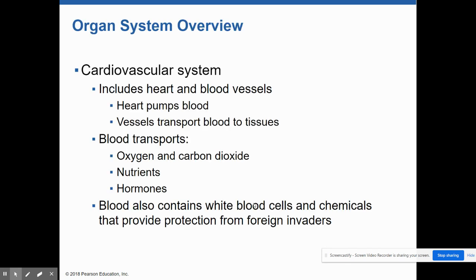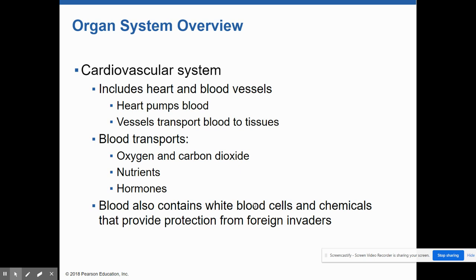The next organ system we're going to cover is the cardiovascular system. So this includes your heart and blood vessels, and your heart pumps the blood. I know all of you already know that, and the vessels transport blood to your tissues. In your blood, then it transports oxygen and carbon dioxide.